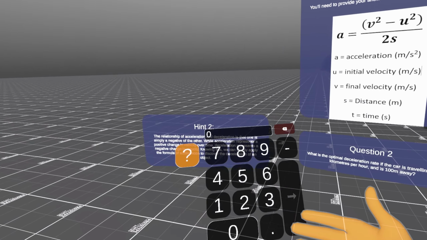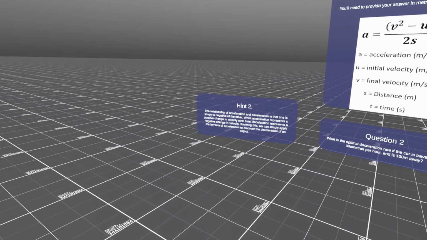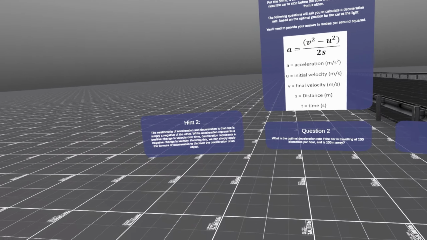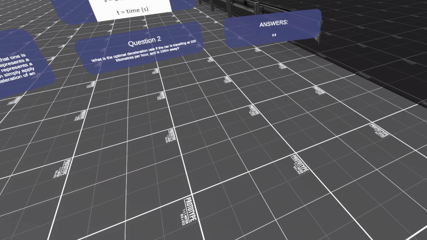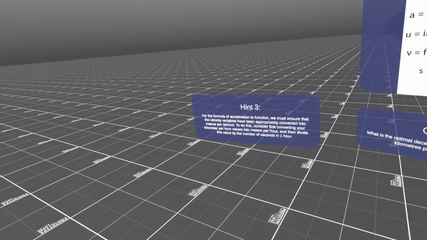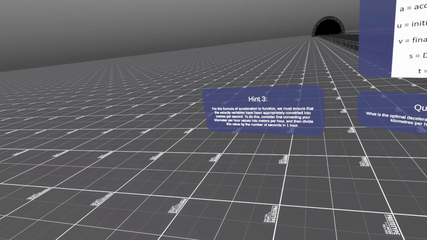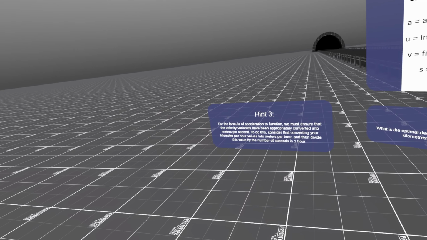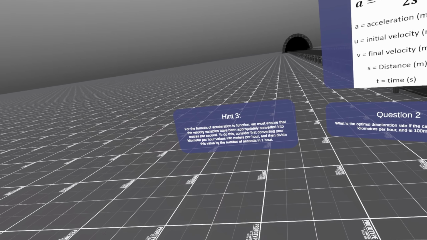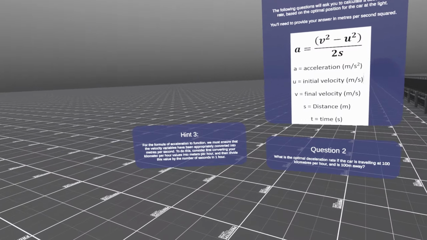Okay. Since we're here, can I have a hint, please? Let's just see if there's anything else useful. This is the final hint I can provide you. After this, I will restart the hints from the beginning. Okay, cool. Hint 3. For the formula of acceleration to function, we must ensure that the velocity variables have been appropriately converted into meters per second. To do this, consider first converting your kilometer per hour values into meters per hour, which is what I just did, and then divide this value by the number of seconds in 1 hour.